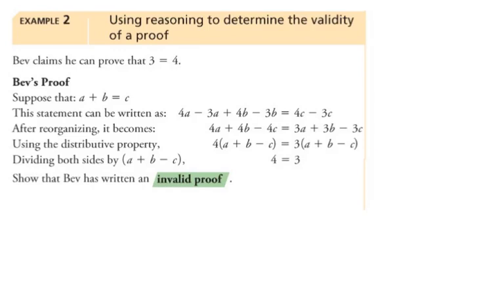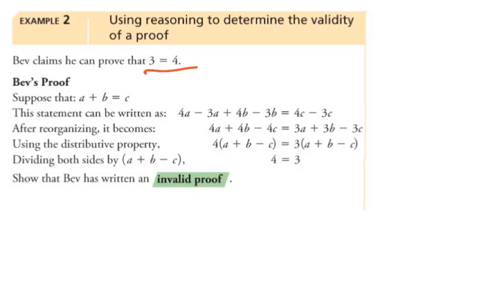This example is one of those number tricks that people use to confuse you. Bev claims he can prove that 3 equals 4. And if that was true, I would say that I have $3 in my bank account. Oh, no, all of a sudden I have 4. And I'd repeat that, and I'd be rich beyond belief. But sadly, the statement is false, so I don't have a whole lot of money.